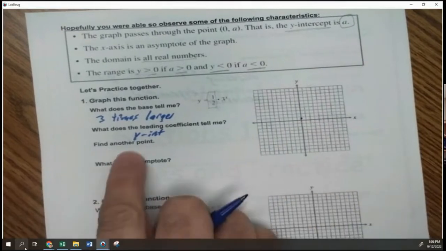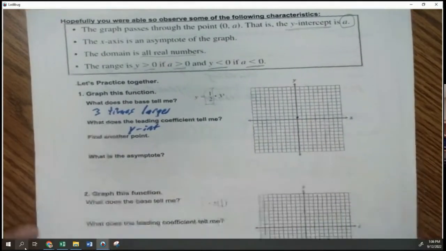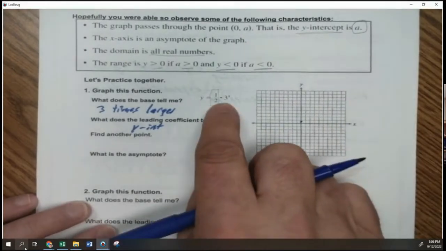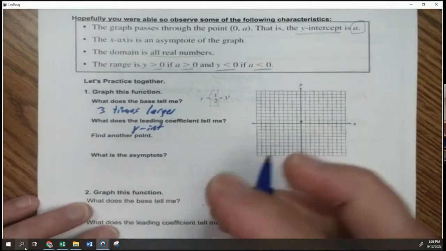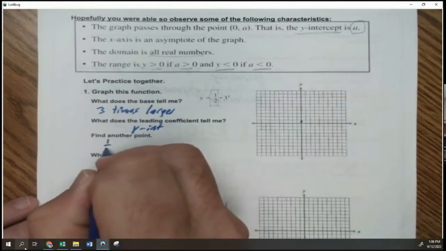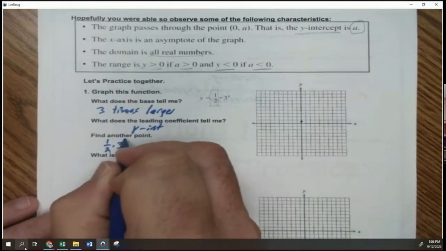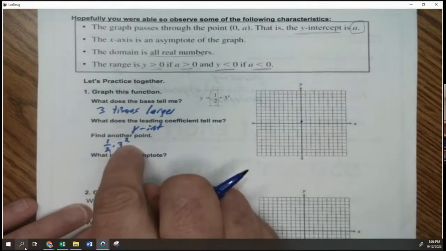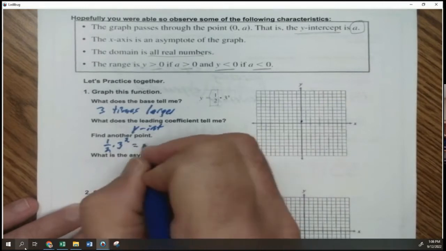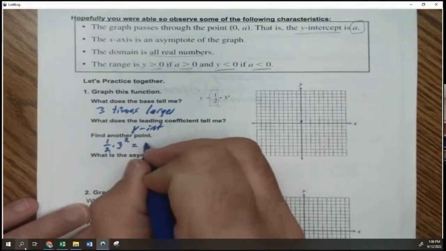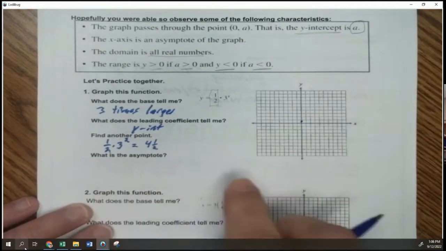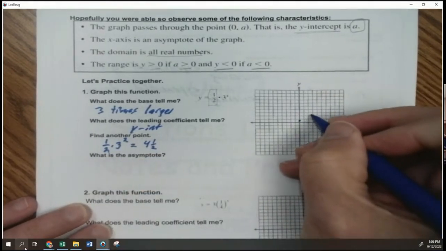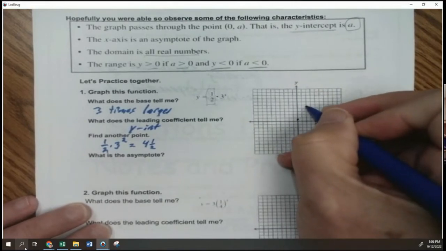Now it says find another point. So to graph something, we need to find more points, right? So how about when x equals 2? So 1/2 times 3 squared, because we're going to make x equals 2. Well, 3 squared is 3 times 3, which is 9. So 1/2 times 9 is 4.5. So when x is 2, y is 4.5. So if we go to 2, then up 1, 2, 3, 4, right there's another point.